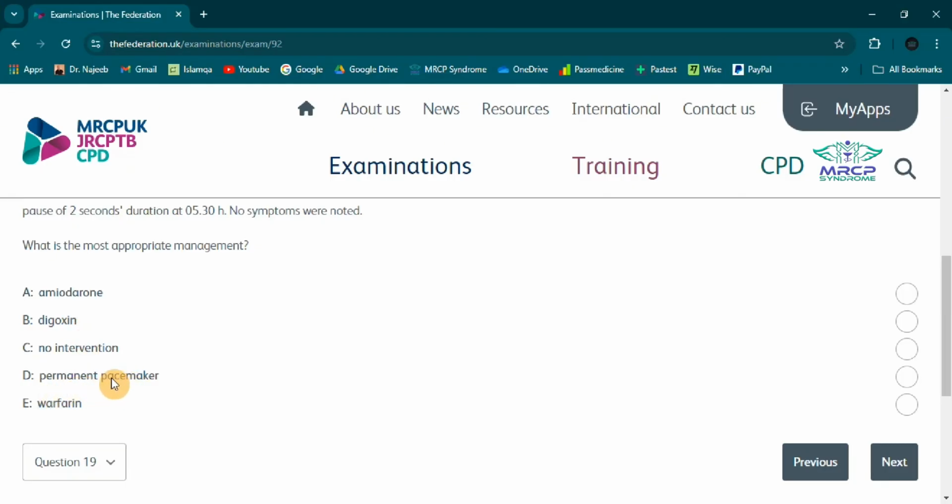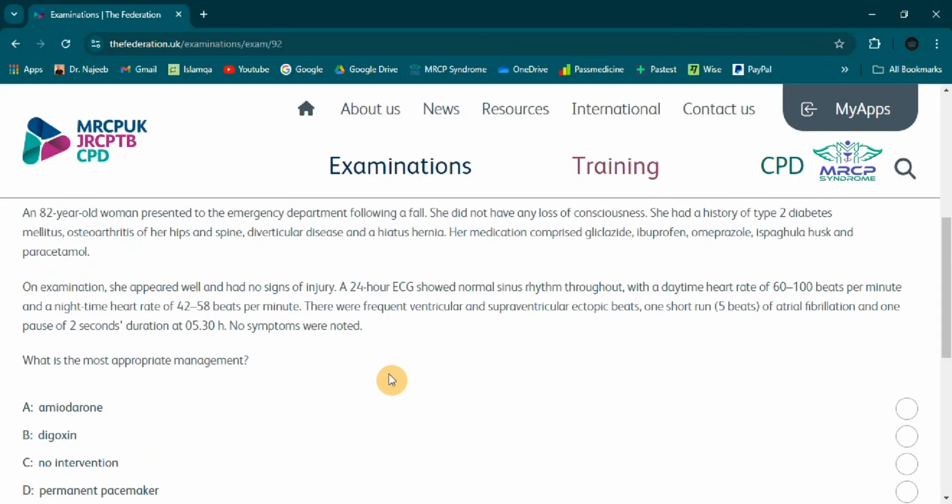Regarding permanent pacemaker, it is indicated if the patient is having symptomatic bradycardia, or if there is a significant pause in her heart rhythm leading to symptoms like dizziness or any features of syncope. So in this case, despite the 2-second pause at night, there are no reported symptoms like fainting or dizziness, so permanent pacemaker is less likely.